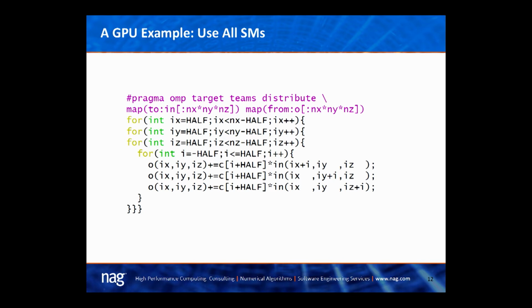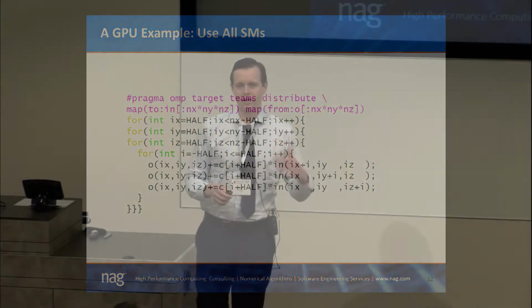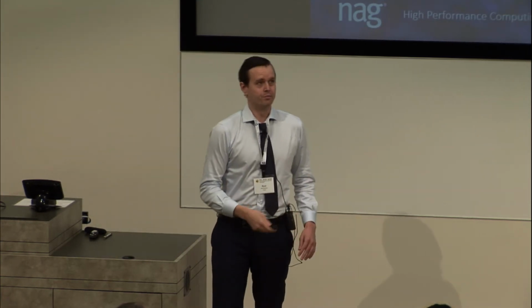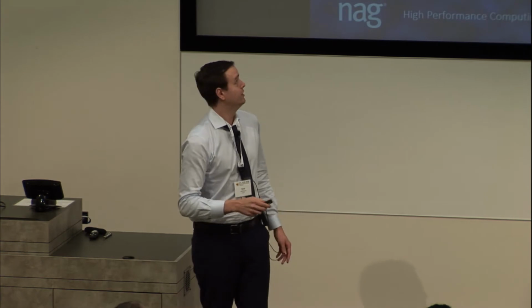OpenMP also gives you a way to manage data. Since there's now kind of a heterogeneous structure to the data, you need to know where the data lives. That's what the mapping directives are for. In this case, I just put the map directives right on the kernel. You wouldn't do this in practice. In practice, that would be lifted up on top, so you only do it once. But this is just for completeness, so you can see how it's done.